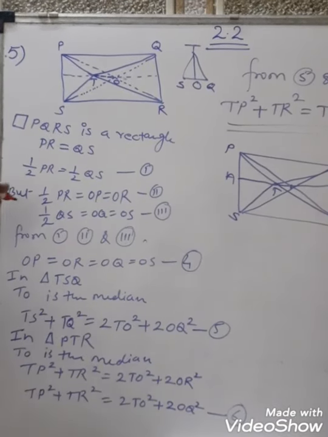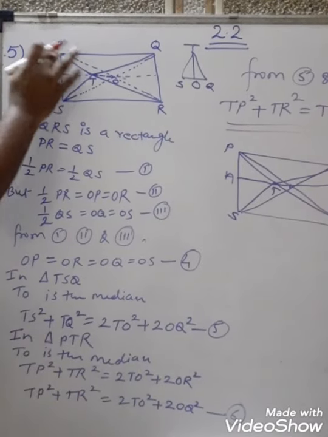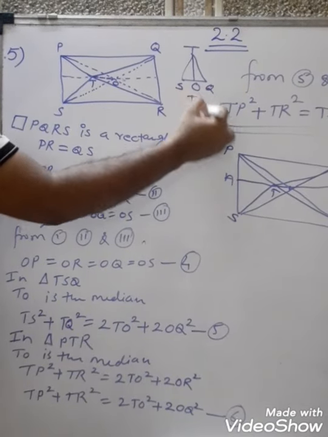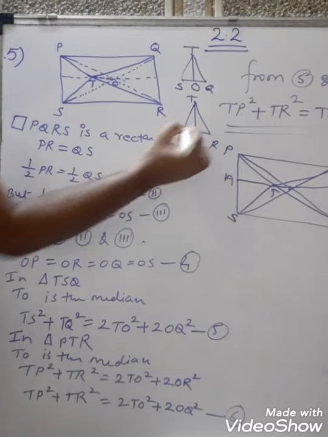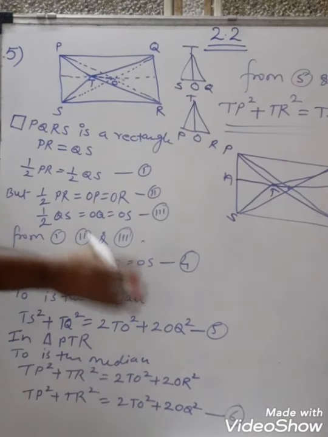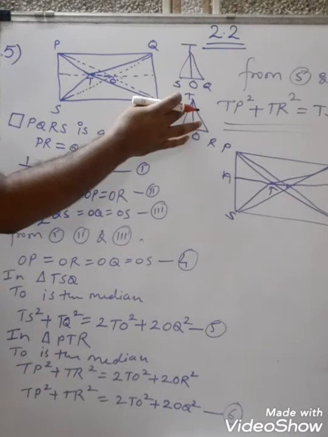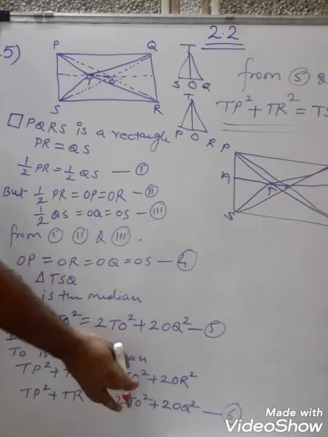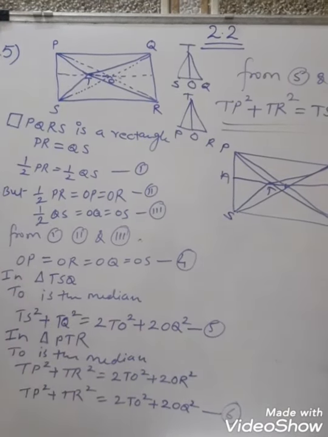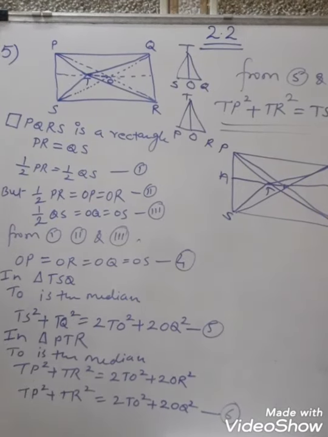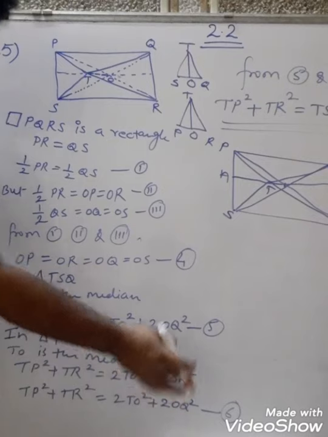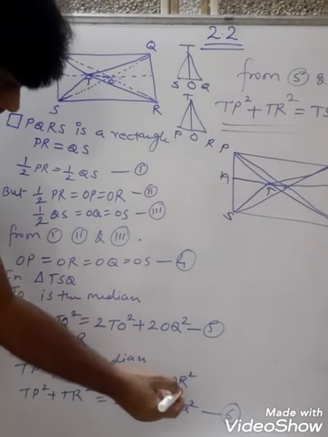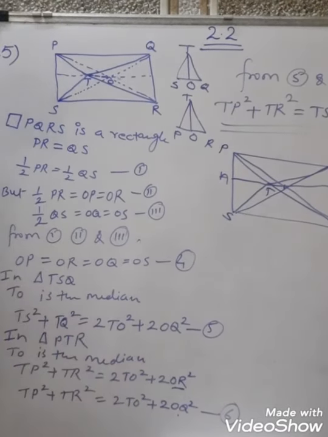Now you can take another triangle, triangle PTR, this triangle. So this also. PTR. Again, TO is the median. So again you get PT square plus TR square equals 2 times TO square plus 2 times OR square. So 2 times TO square and 2 times OR, we know OR equals OQ. So this OR is replaced with OQ.